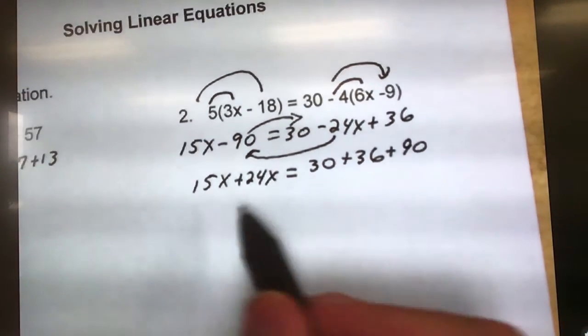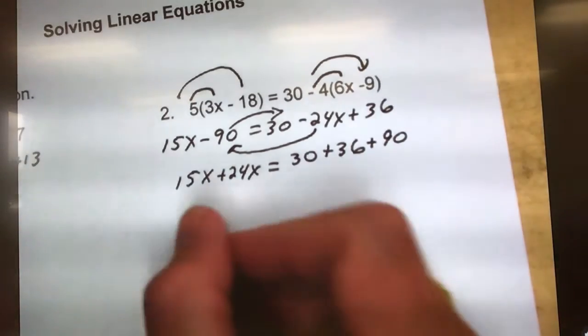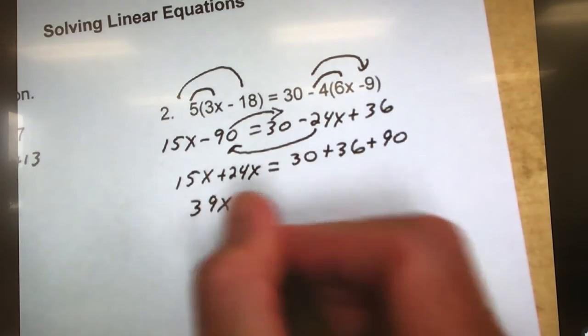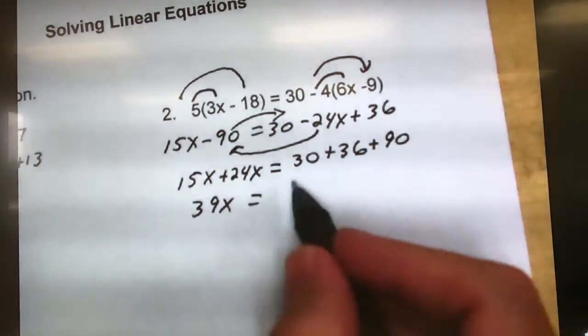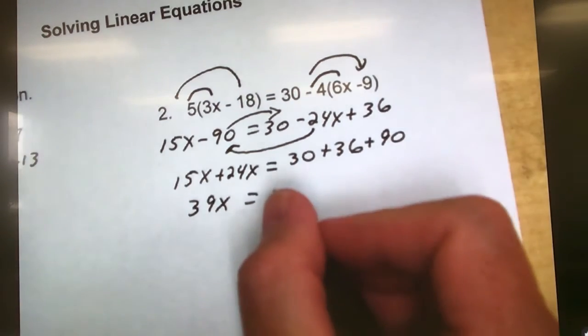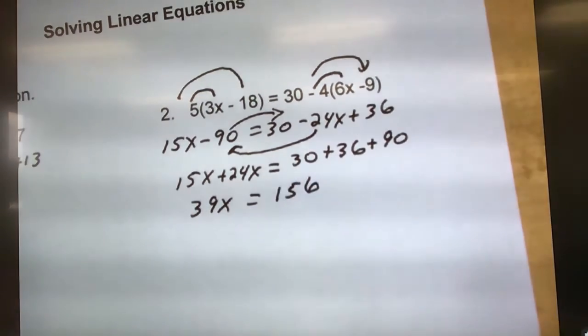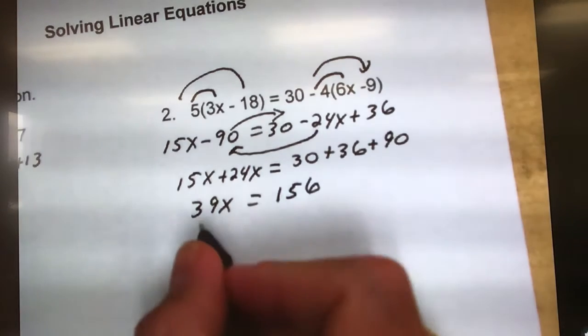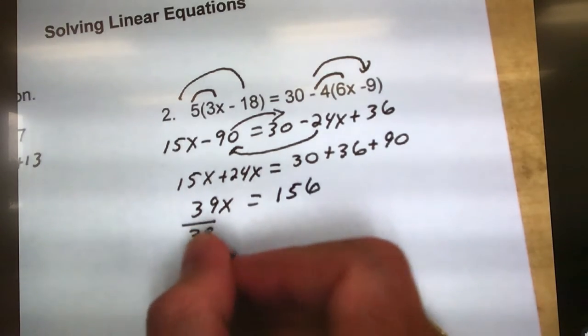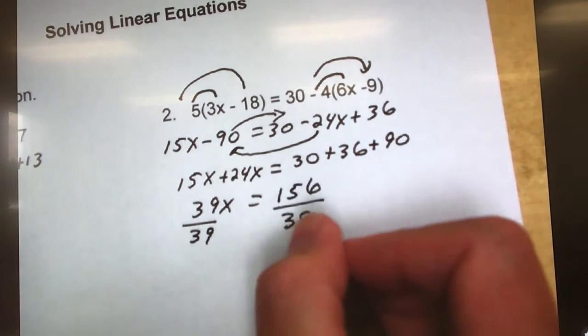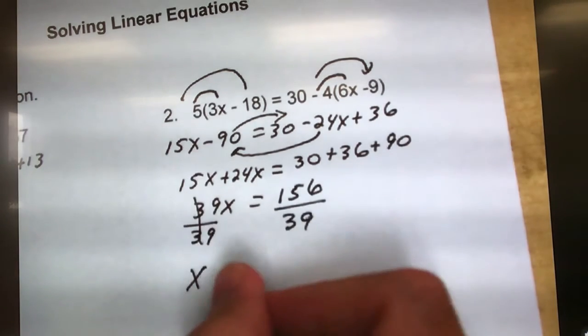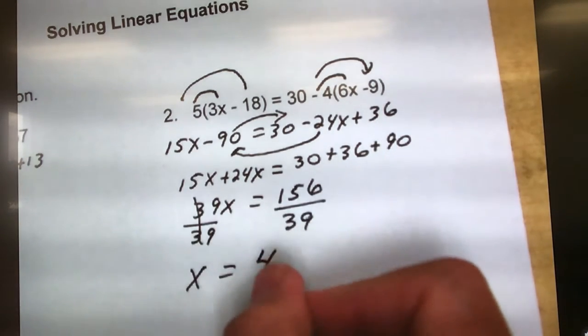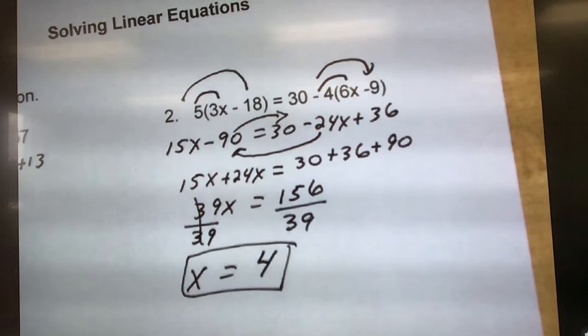Now I clean it up. 15x's plus 24x's is 39x's. 30 plus 36 plus 90 is 156. Last step, divide by 39. And x would equal 4. And we box our answer.